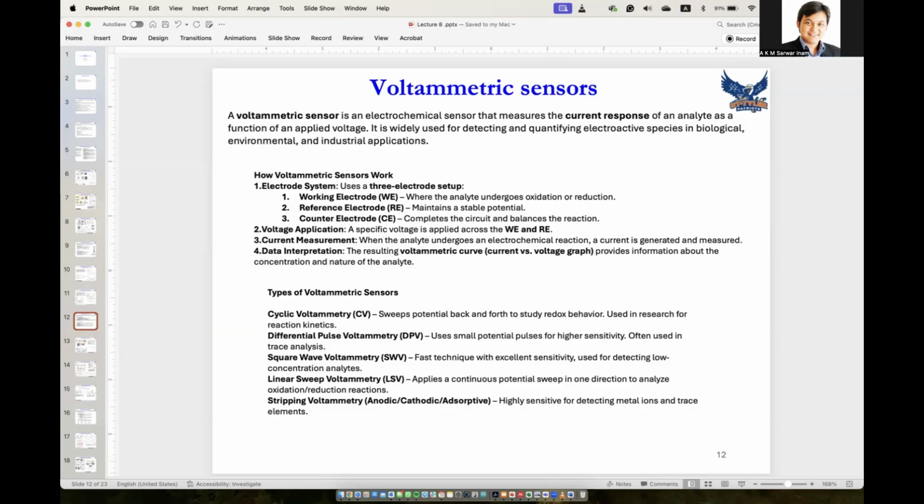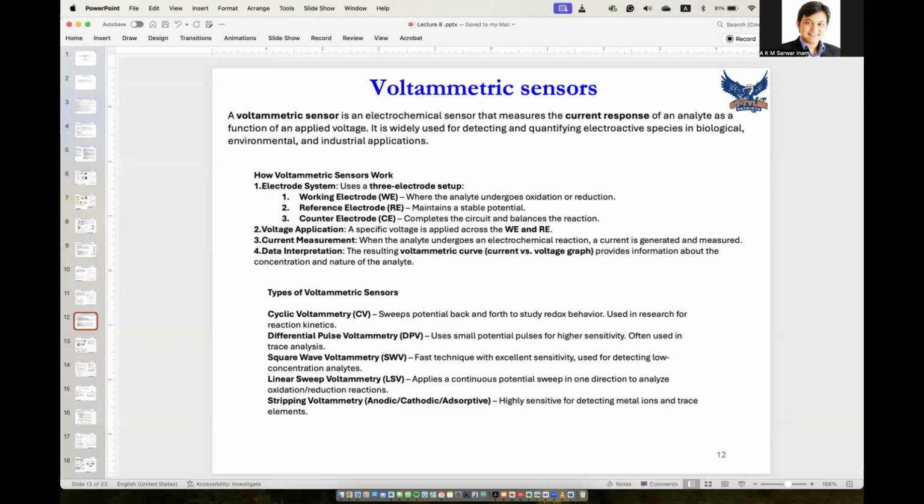And it has an improved detection limit, but it also has some limitations, like it requires precise parameter optimization, and it has lots of parameters compared to CV. It can be affected by electrode surface fouling and has a longer analysis time compared to some other techniques. So it requires a little more time.